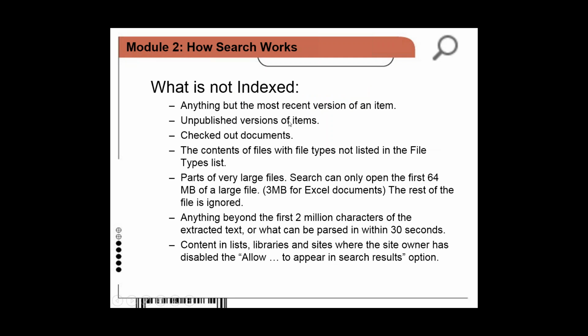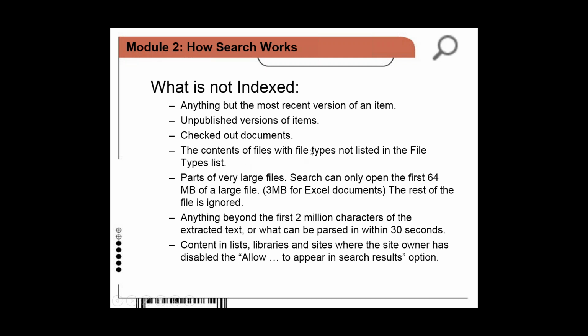So unpublished versions are not indexed. Checked out documents are not indexed. And that actually makes good business sense. I don't want anybody finding a document that's currently a work in progress. But if I forgot to check it in, and if we're using the publishing versions, major and minor versions, and I forgot to publish it, people won't be able to find it.